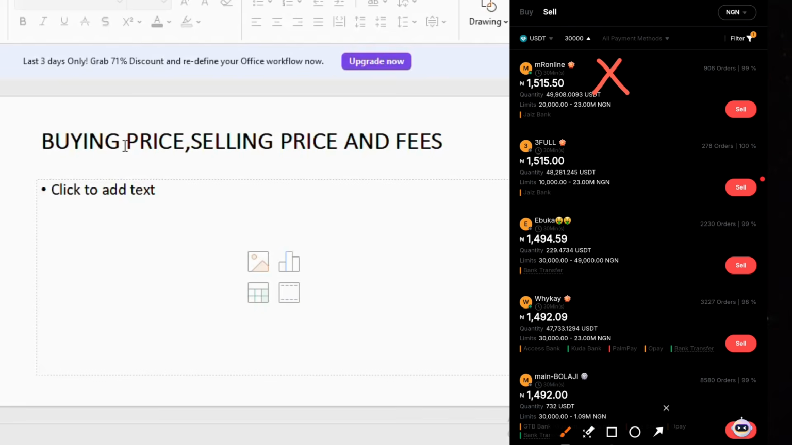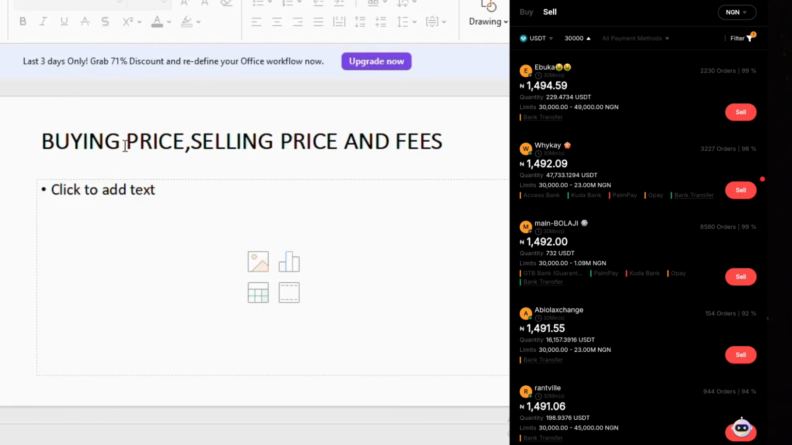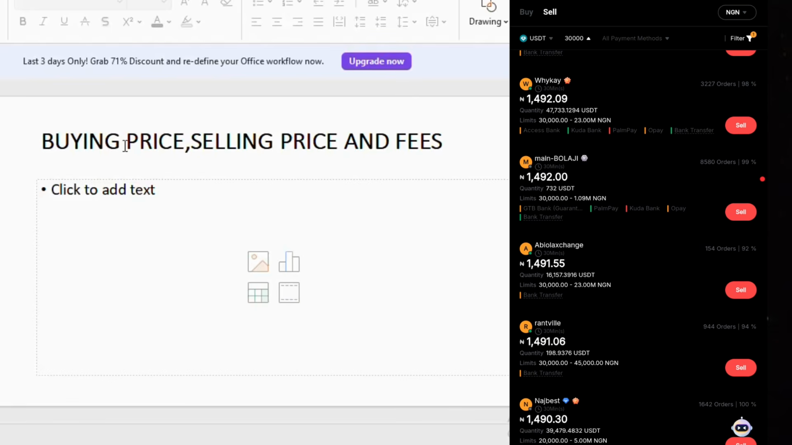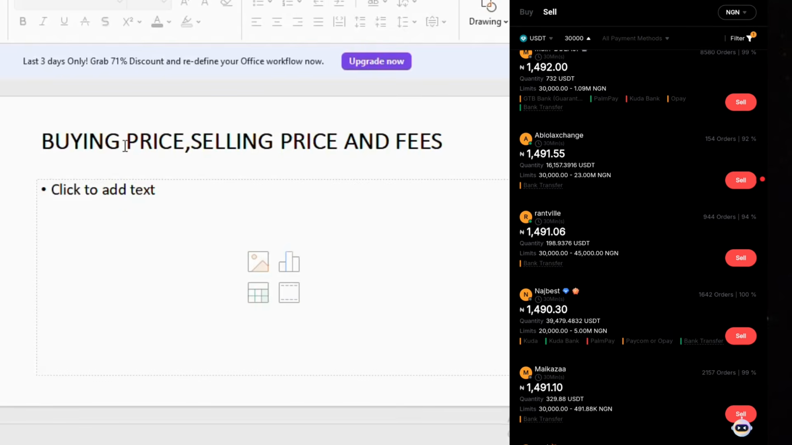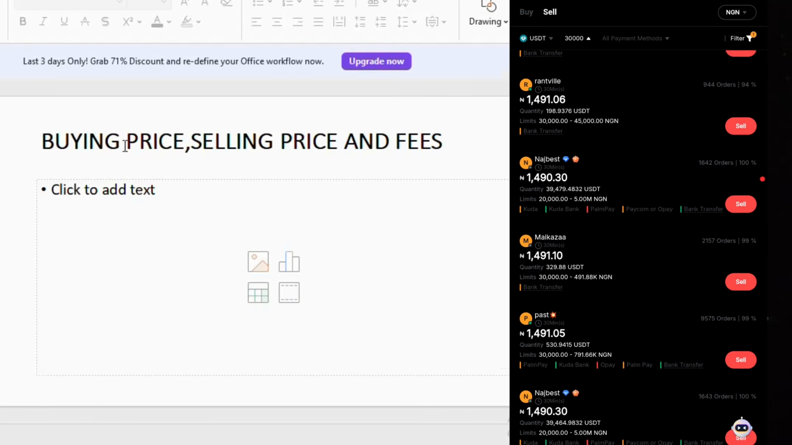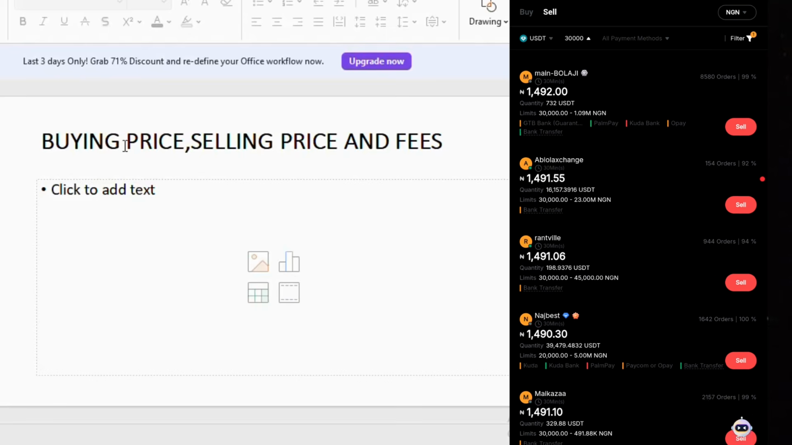Forget about this guy, he's not selling at the real rate. Forget about this guy, he's not even online. Forget about this guy. This is your real rate, which is 1492.09. Scroll down and you see that this is your buying price, 1492.09. A lot of people are willing to sell at it, you see many merchants are displaying it. That shows that this is your real buying price.